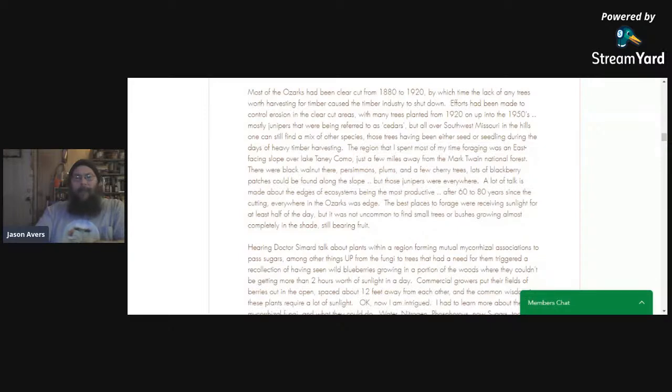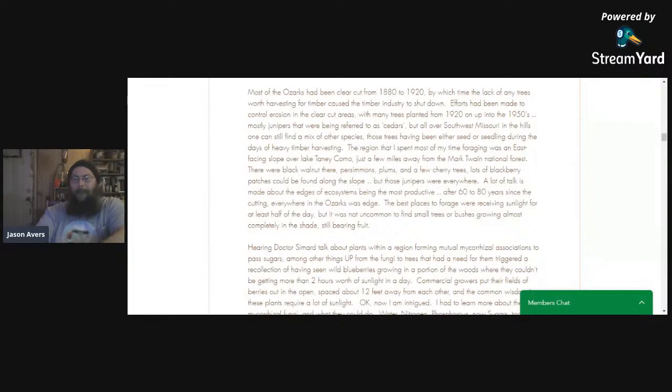Okay. So I spent a lot of time foraging, running around a hillside. This was east facing next to Lake Taneycomo, just a few miles away from where the Mark Twain National Forest is. Incidentally, the Mark Twain National Forest and that particular hillside didn't really have any difference in them. The forest was established after the clear cut had already taken place, so it had exactly the same things in it. Everything that had grown up there was maybe 60 to 80 years since the cutting occurred, so the only things other than the trees that had been deliberately planted had been either seed or seedling at the time that the clear cutting was over.